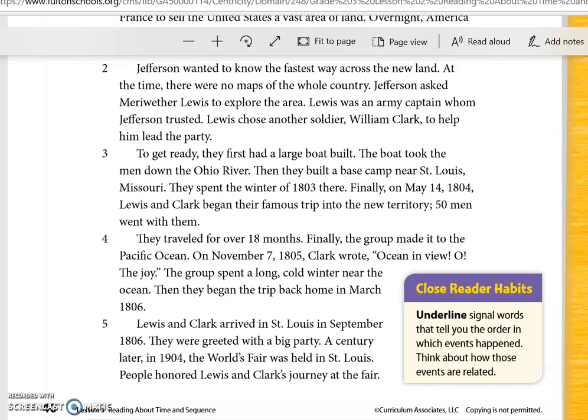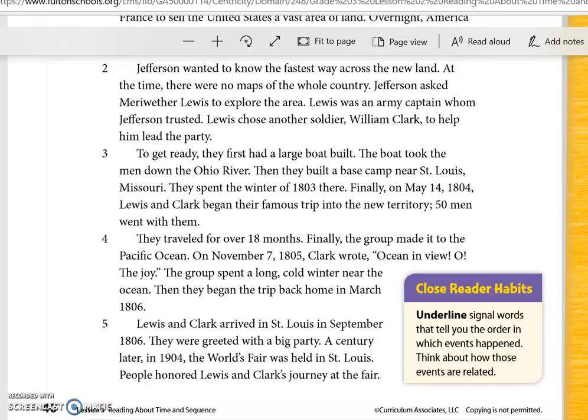Finally, that's another signal word. Underline finally. The group made it to the Pacific Ocean. On November 7th, 1805, yep, boys and girls, you've guessed it, underline on November 7th, 1805. Clark wrote, "Ocean in view." Oh, the joy! The group spent a long, cold winter near the ocean. Then, that's another signal word, underline then, they began the trip back home in March 1806.